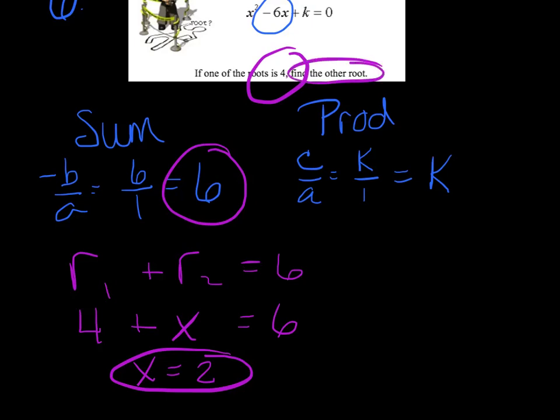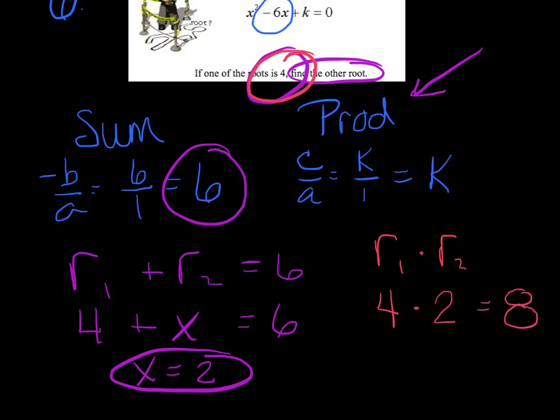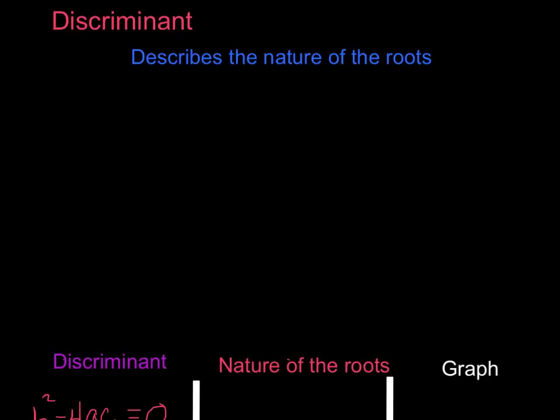But let's spice it up, and now let's find the product. So all I do is I say, okay, that's root 1 times root 2. And root 1 we said is 4. That was given here. We found our second root to be 2. That means their product is 8. So what does that tell me? Well, I'm going to set my product equation equal to 8. k has to equal 8. And there you go.